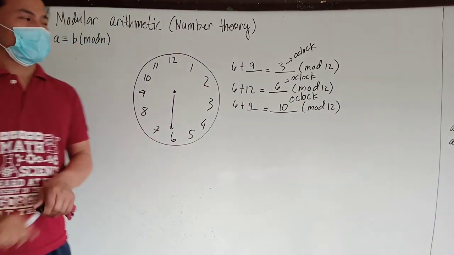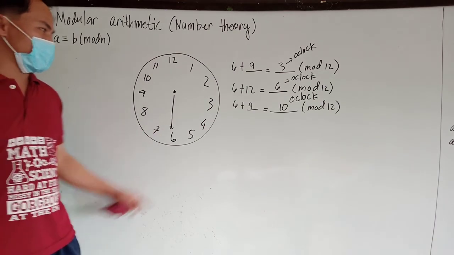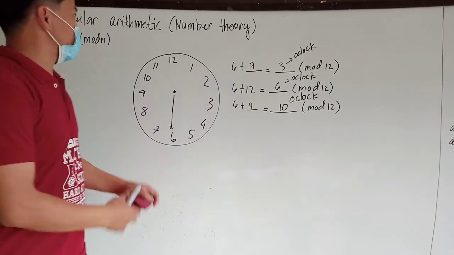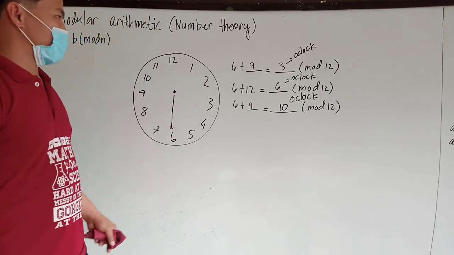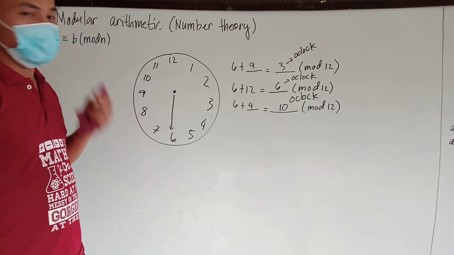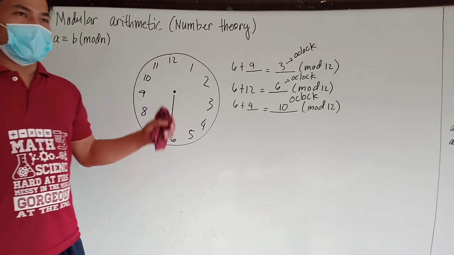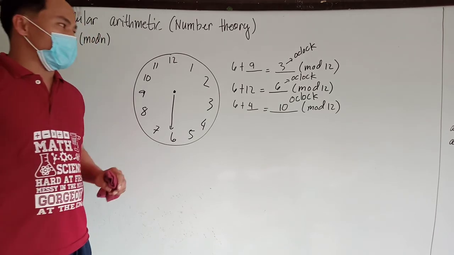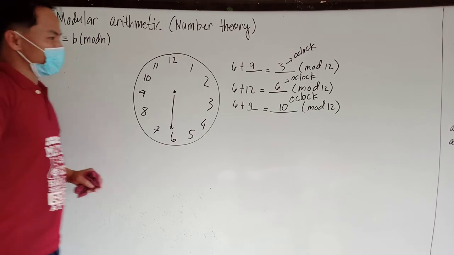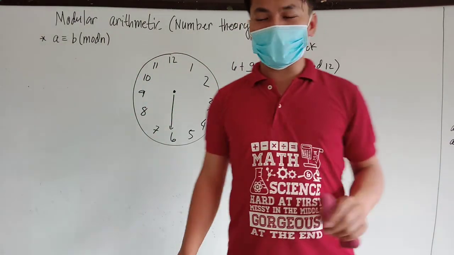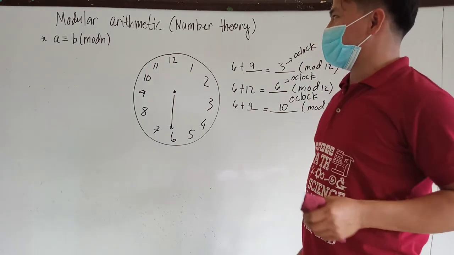And so on and so forth. This modular arithmetic would also generate answers using the clock, or using the exact time that you are supposed to identify. For example, 100 hours after 6 o'clock, you still have to use the same concept as this one. I hope that this video will help you in studying modular arithmetic as the introductory part of number theory.